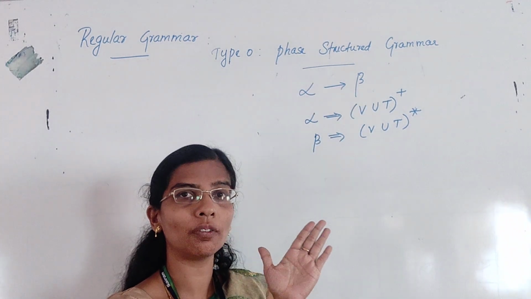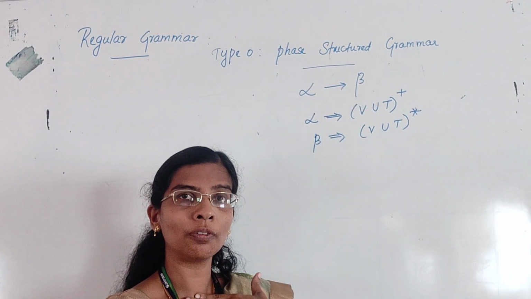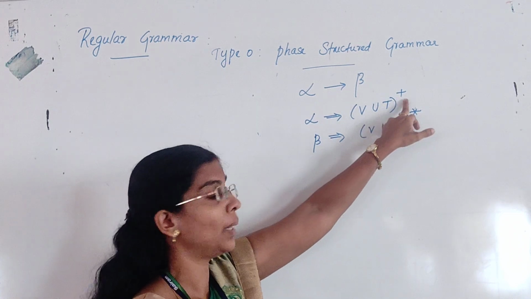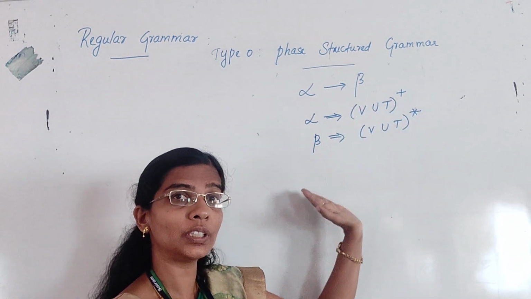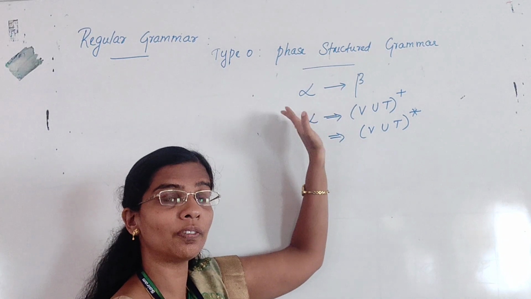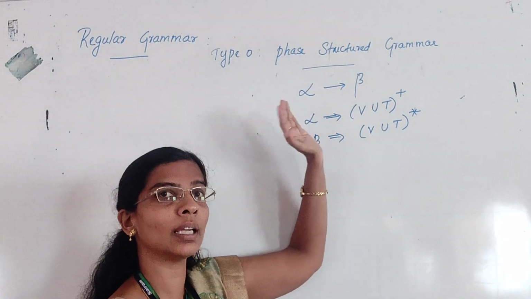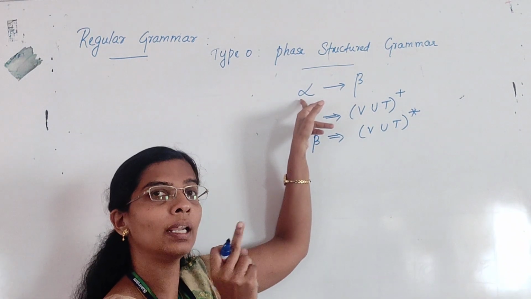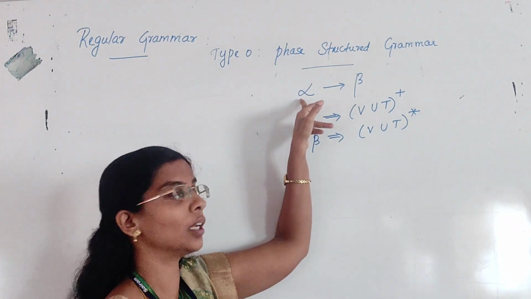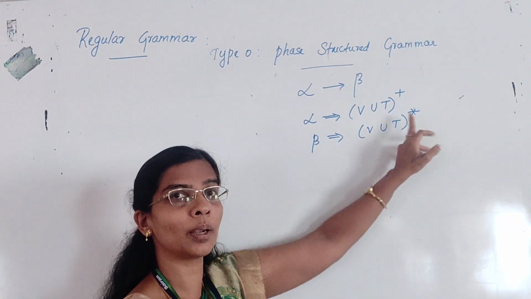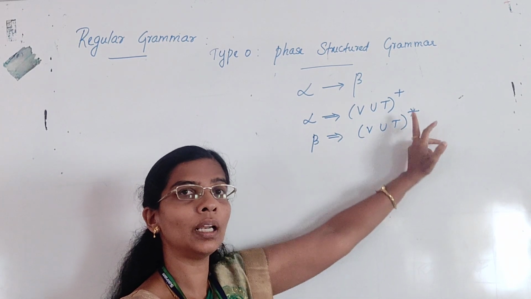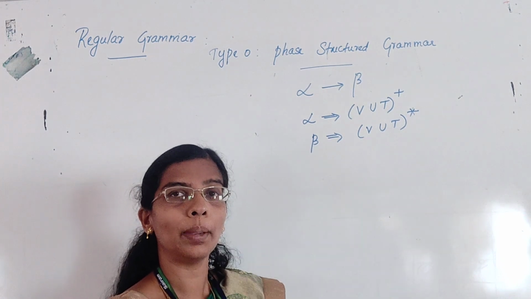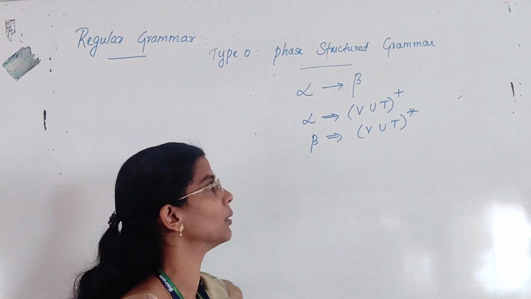It should be in the form of alpha tends to beta. How will I form alpha? It is the combination of variables and terminals, with plus. So alpha is in the left hand side, and in the left hand side I cannot have any empty string. That is, epsilon is not possible in the left hand side. That is the only condition. But in the right hand side, I can have epsilon, because it is variable union terminal whole star. Star means null or more occurrence, so even null, the empty string epsilon, is possible.